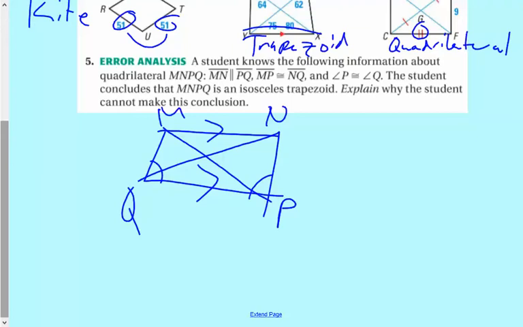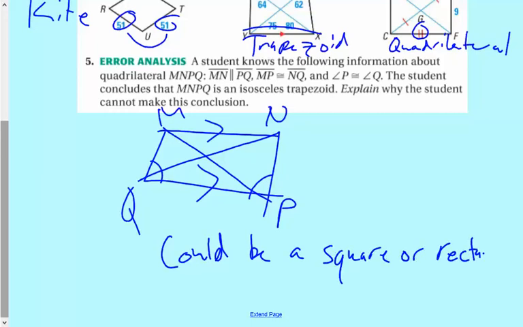Well, it could be a rectangle or a square. We don't know anything about MQ and NP, so it could be a square or a rectangle. Both of these have congruent diagonals with the two angles that would be the same on the bottom there. So there you go. That's it.